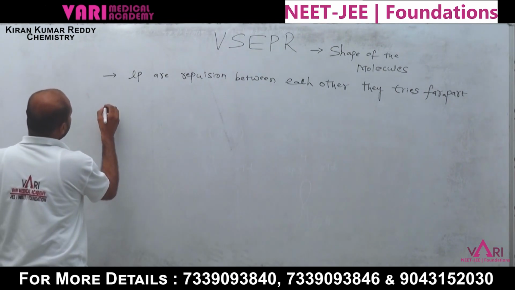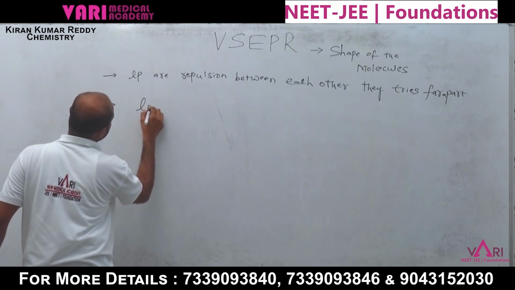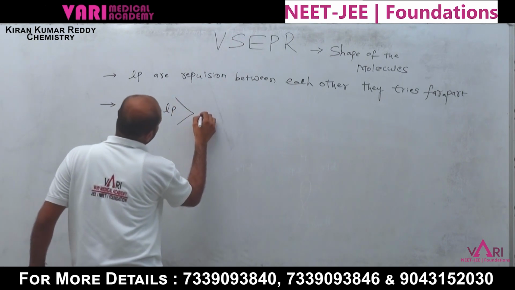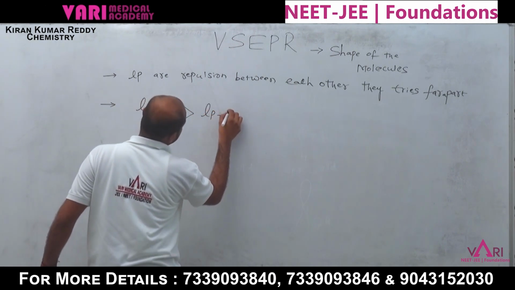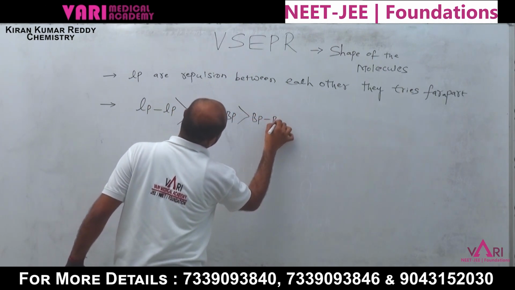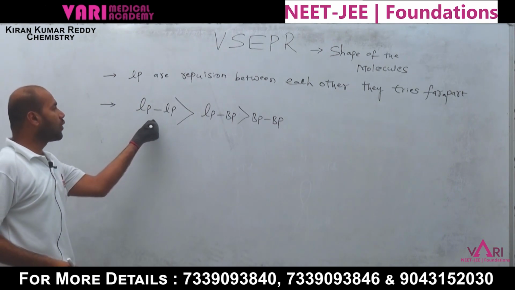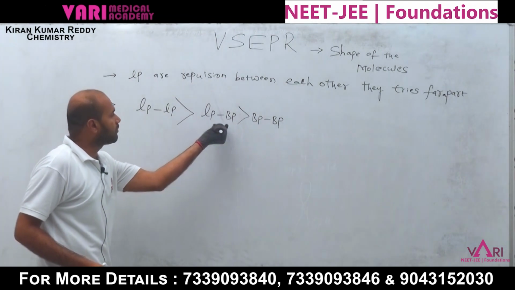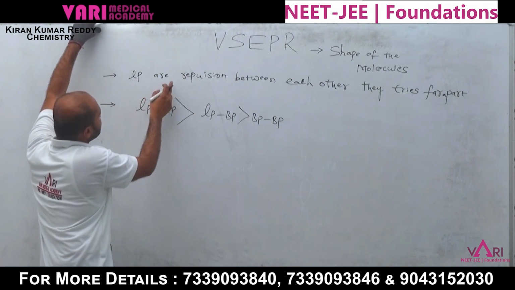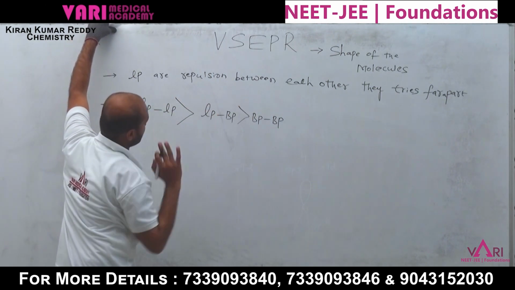Next, different repulsions. For example, lone pair lone pair repulsions are the most, then lone pair and bond pair repulsions, and next bond pair and bond pair repulsions. What is the order of repulsion? Lone pair lone pair repulsion is the most, then lone pair bond pair. And the first one, lone pairs generally repel each other. They try to stay far apart.